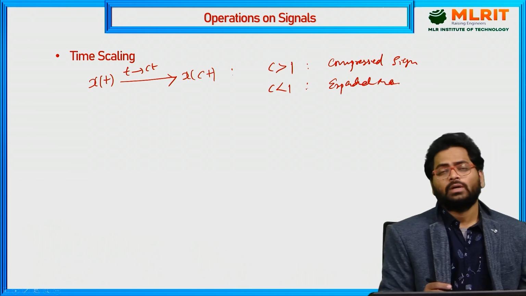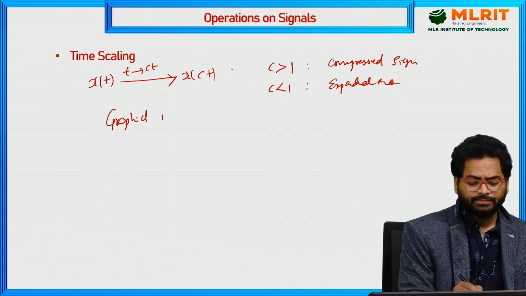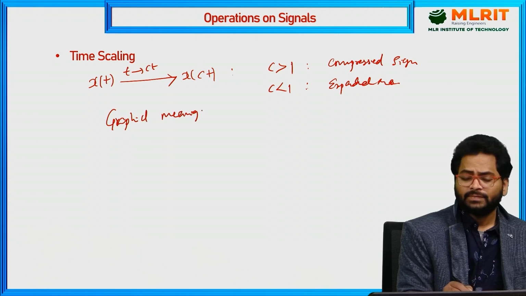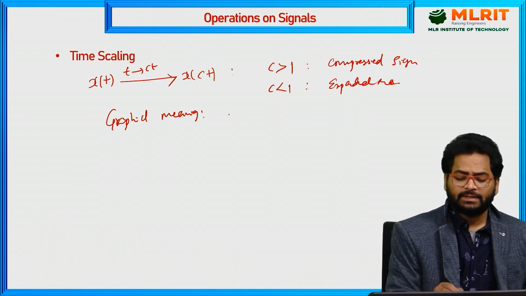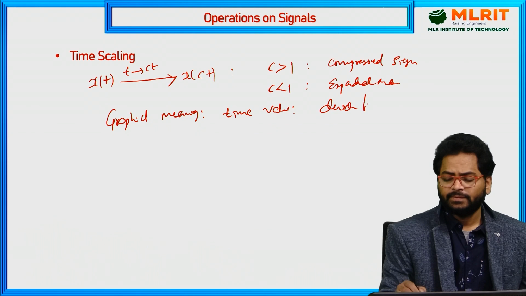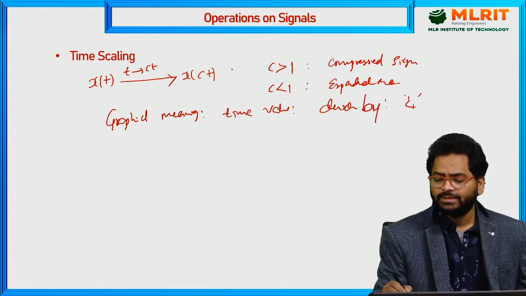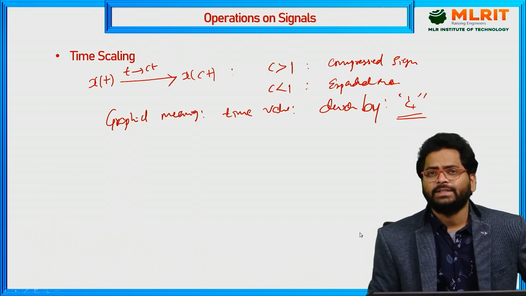So what is the graphical meaning? Graphical meaning is, whatever signal you have, for the time values you just divide by how many units? C units. Whatever time values you have, we just divide by C units.